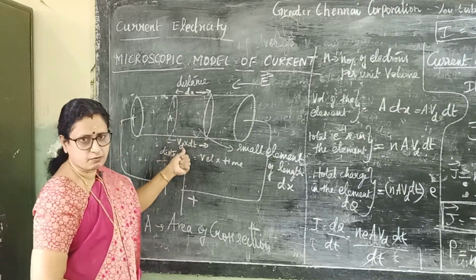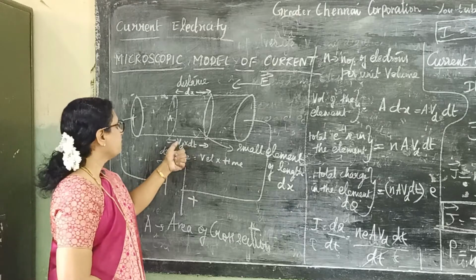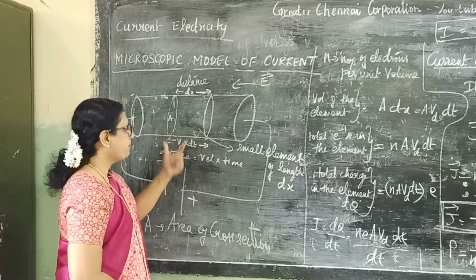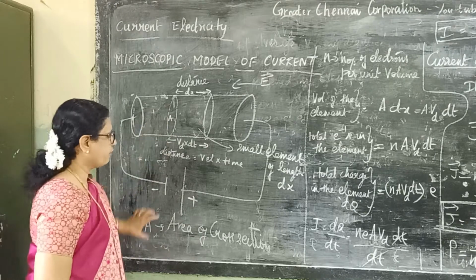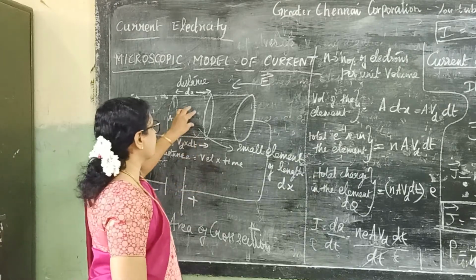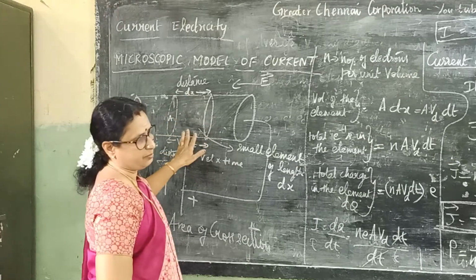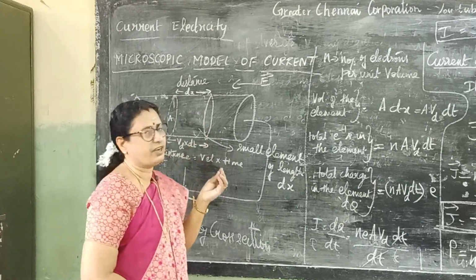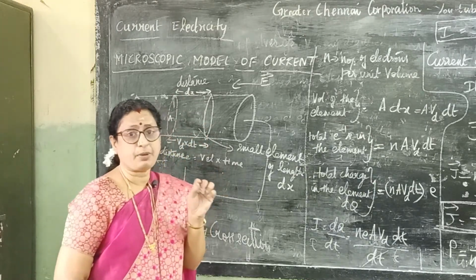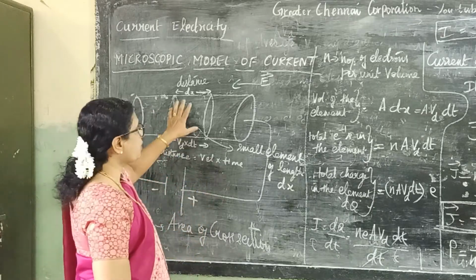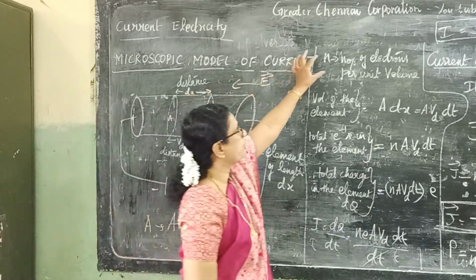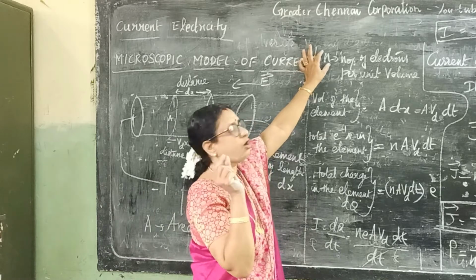Velocity is nothing but the drift velocity, and the time is dt. So Vd into dt. Now A is the area of cross section. We are going to find the volume of this element. So let us first define the number of electrons present per unit volume. The number of electrons present per unit volume, we are going to take it as small n.